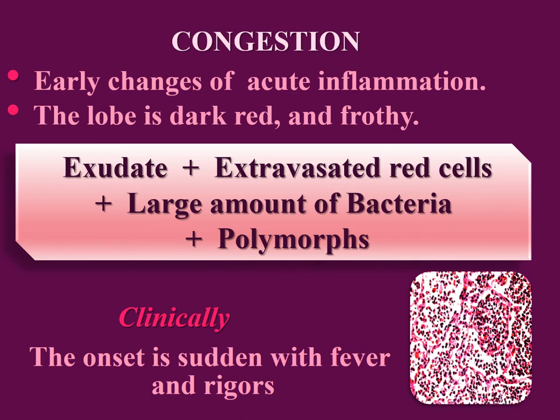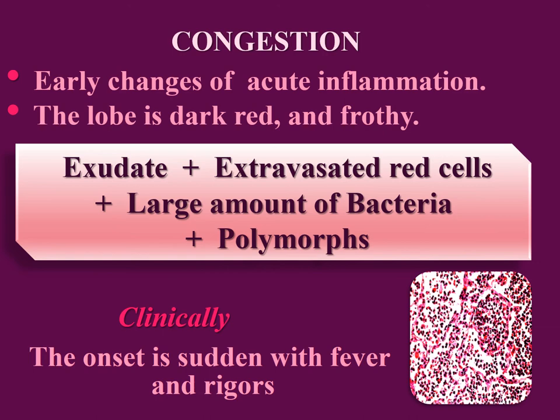Macroscopically, the lobe of lung showed the usual early change of acute inflammation. It is dark red and frothy. Blood-stained fluid can be squeezed from it. Microscopically, the alveolar capillaries are dilated, congested with increasing permeability, leading to plasmorrhagia.